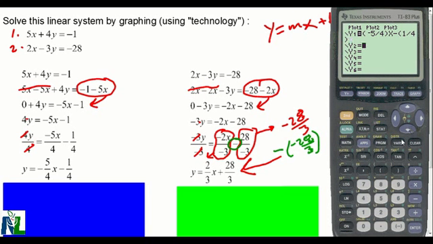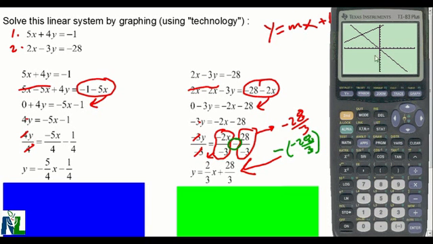Let's come down to the second line, and I'll enter the second equation, y equals 2 over 3x plus 28 over 3. X plus 28 divided by 3. So there's the second equation entered into the graphing calculator. Now let's graph the two equations. So I'm going to hit the graph key. And those are the graphs of the two equations.